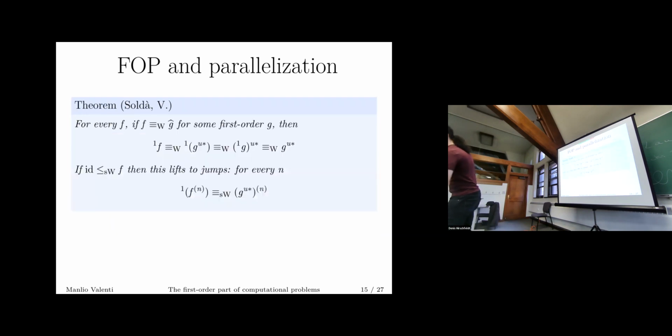And with this in mind, we can actually formulate this theorem, which gives a neater characterization. So whenever F is the parallelization of something which is first order, which turns out to be first order, then you automatically can say that the first order part of F is just the unbounded finite parallelization of G.